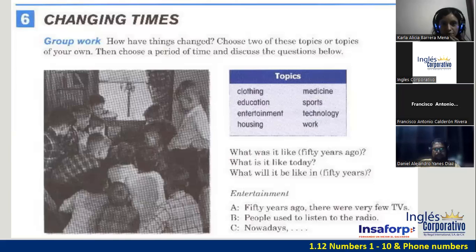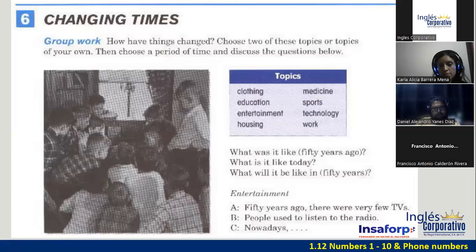Housing is referred to the valores o costumbres. Oh, repeat it one more time. I'm sorry. Repítamelo. Housing. The topic housing. Ah, okay. It refers to what? Yes, housing has to do with houses, right? O sea, es como la vivienda, digamos, en sí, el tema de la vivienda.